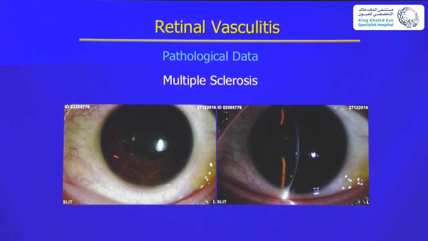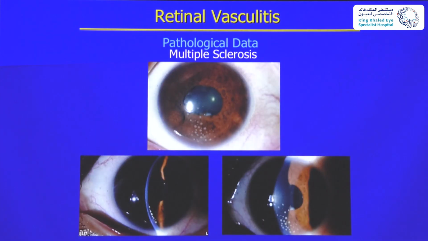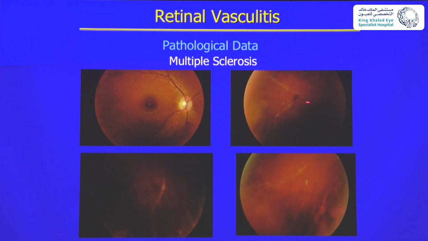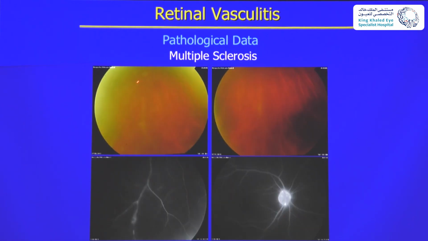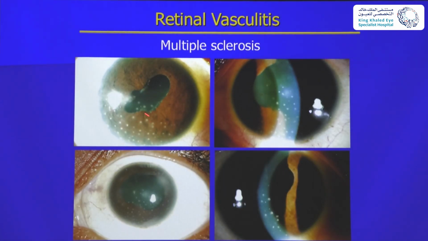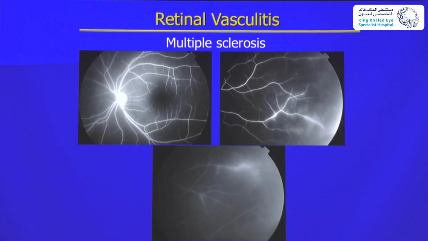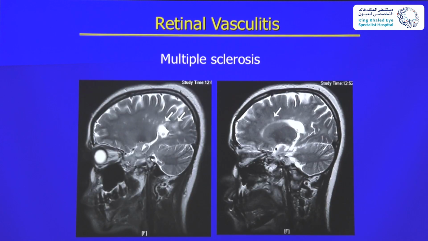Another patient with mutton-fat KPs, because granulomatous inflammation of the anterior segment is common in patients with multiple sclerosis. And look at the typical elongated vascular sheathing in the periphery. Another patient with more prominent mutton-fat KPs, granulomatous inflammation in the anterior segment, and then the typical vascular sheathing. Another example with focal leakage, demyelinating lesions. Another example of granulomatous anterior segment inflammation in multiple sclerosis, with vascular sheathing and focal leakage.